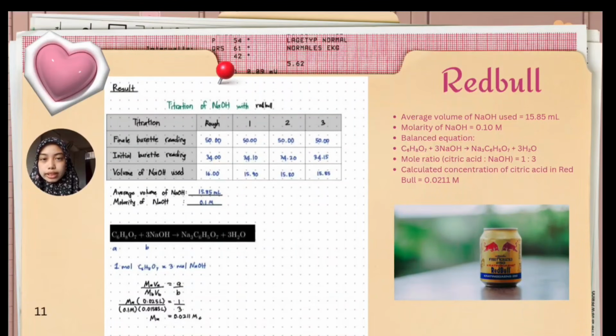Next is Red Bull. It required an average of 15.85 milliliters of sodium hydroxide, giving a calculated citric acid concentration of 0.0211 molar. Although Red Bull is not made from citrus fruit, citric acid is commonly added to enhance flavor, regulate acidity, and improve product stability. As a result, its citric acid concentration falls between orange juice and soda.